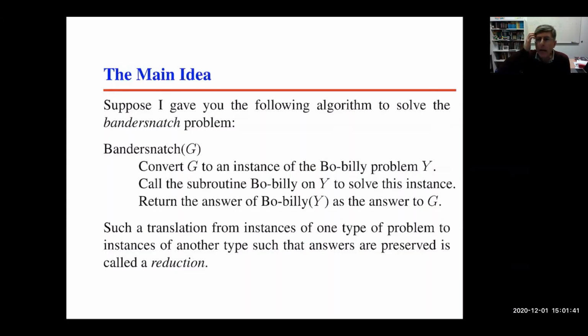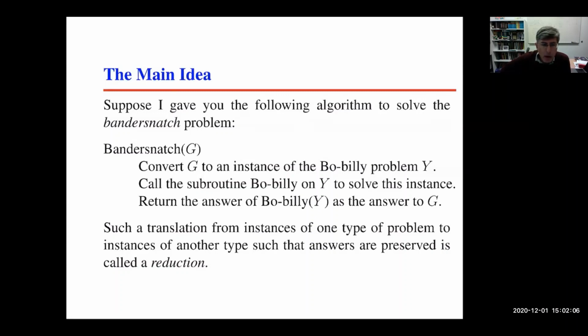Let's go back and review the main idea of NP completeness. Again, the whole idea is on one slide. We've seen this slide three times, and we're going to see it one more time, the last class of the semester. But I want to make sure we understand what we're trying to do.